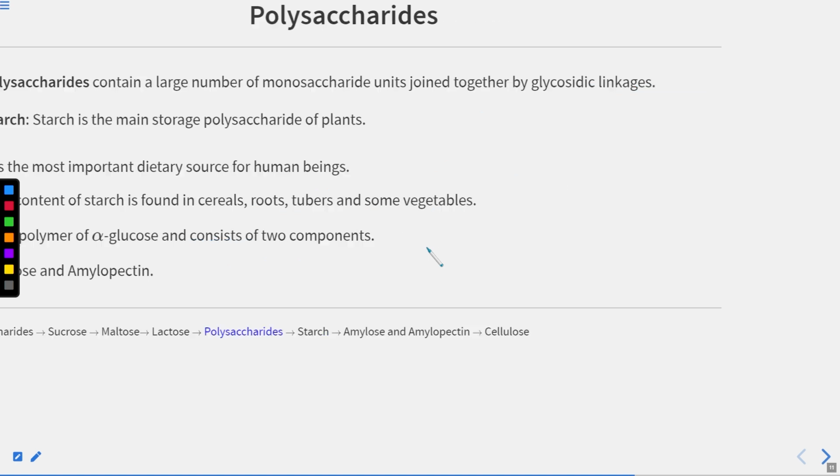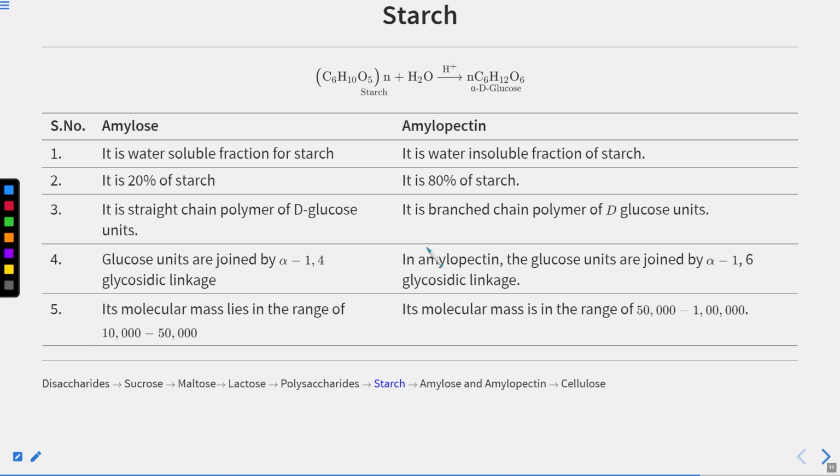So let us study more about starch now. We have seen what amylose and amylopectin are; they are just units of the starch. If I talk about the distinction between them, the first is that amylose is water soluble, meaning it can be dissolved in water, whereas amylopectin is insoluble in water. Second, 20% of the starch is made up of amylose, whereas the remaining 80% is made up of amylopectin.